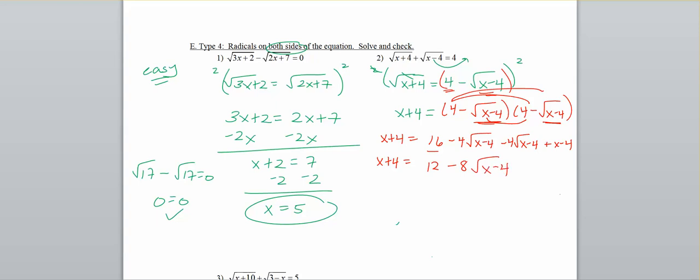And if you realize, I'm now going into an equation from part B, where I have one radical and I want to isolate this radical. So let's start isolating the radical. I'm going to move 12 over, so x minus 8 equals negative 8 times root x minus 4. Again, I still want to isolate that radical. So in order to do that, I'm going to divide both sides by negative 8.